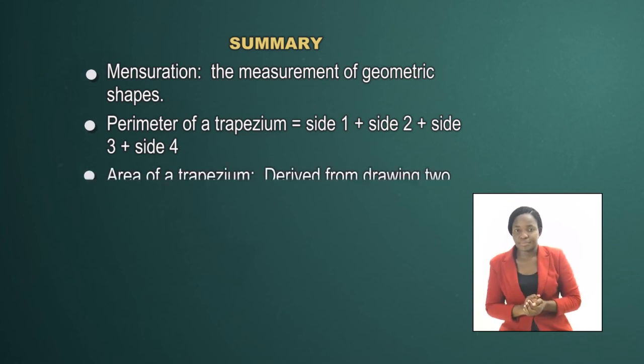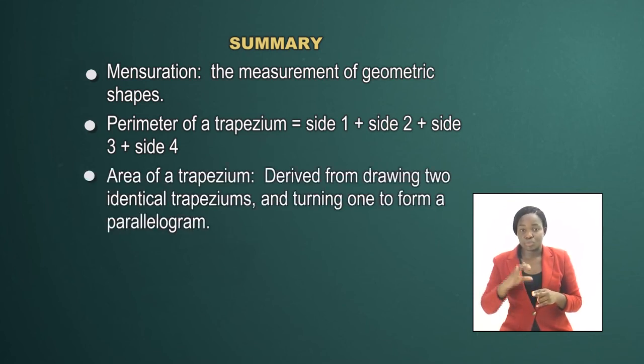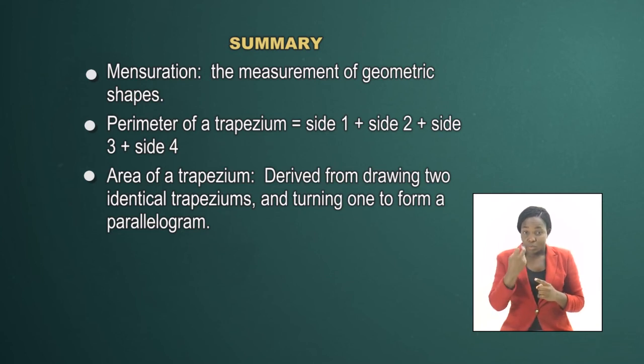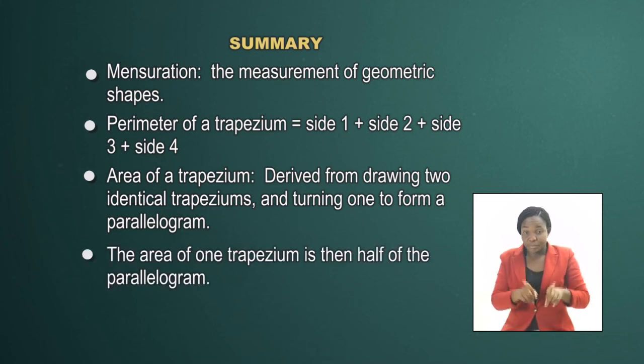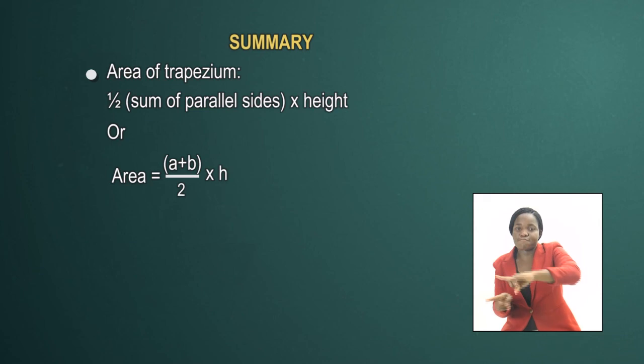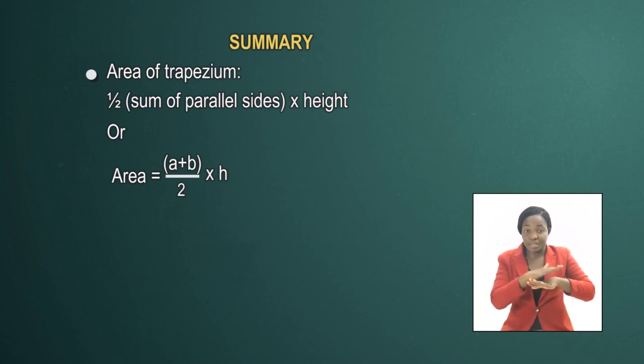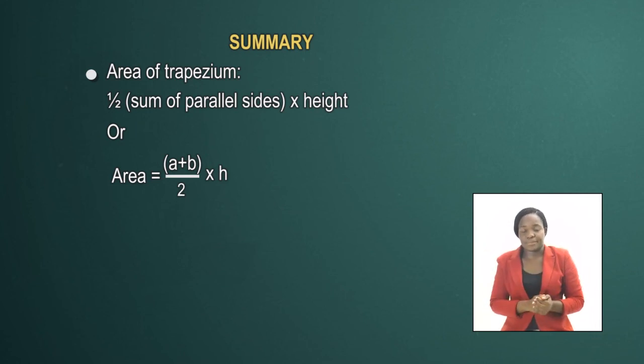The unit is centimeters. The area formula is derived from drawing 2 identical trapeziums and turning one around so they form a parallelogram. The area of one trapezium is then half of the parallelogram. The formula for the area is half times sum of parallel sides times height. The unit is centimeters squared. Please memorize all the area formulae. It is very important to know your formulae, as they will make the exams very easy for you.